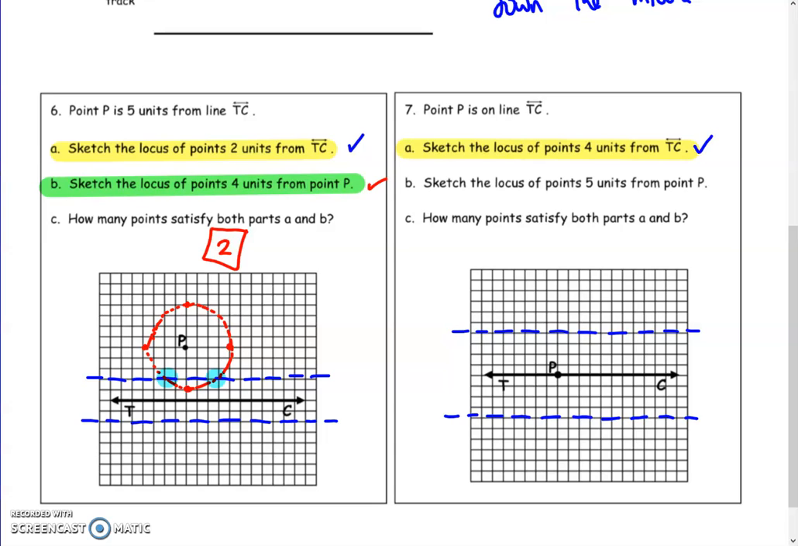Now, I'm going to sketch the locus of points 5 units from point P. So the center's point P. I have to go 5 units to the right, up 5 units, left 5 units, down 5 units, and to the best of your ability, sketch in the circle using a dashed or dotted line.